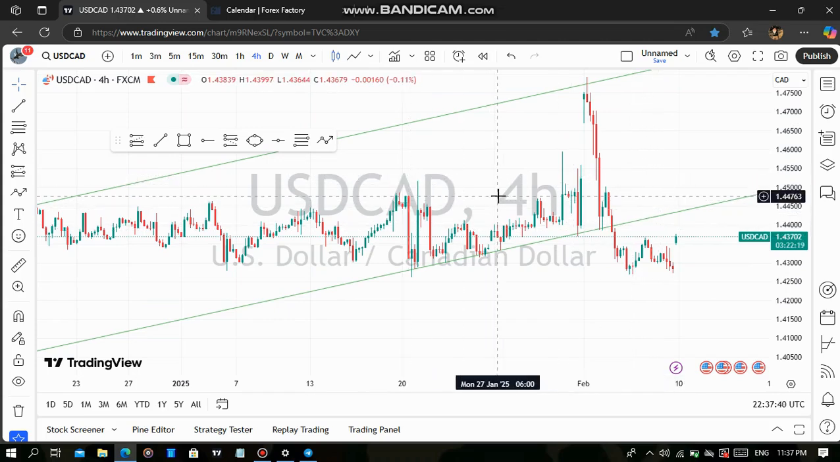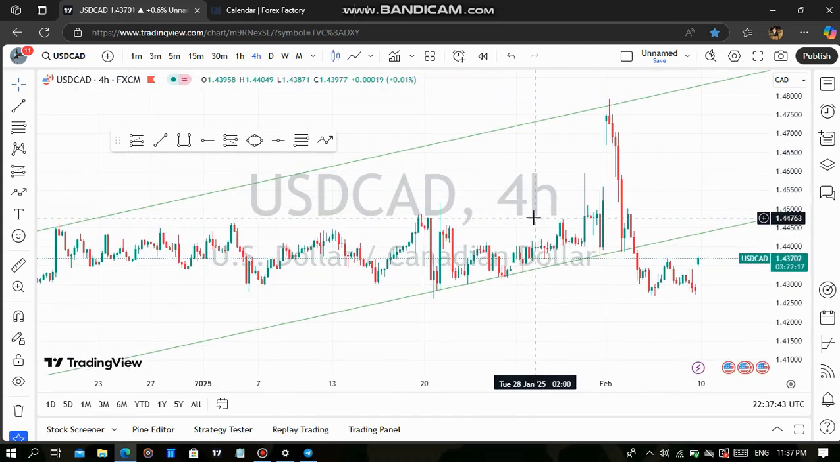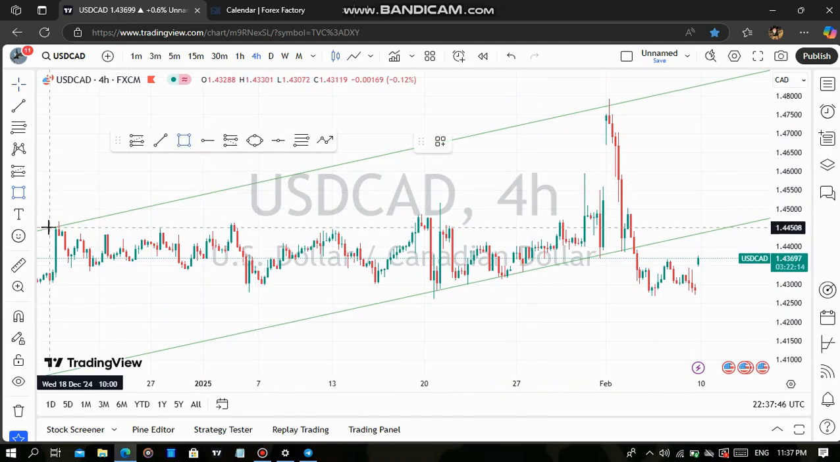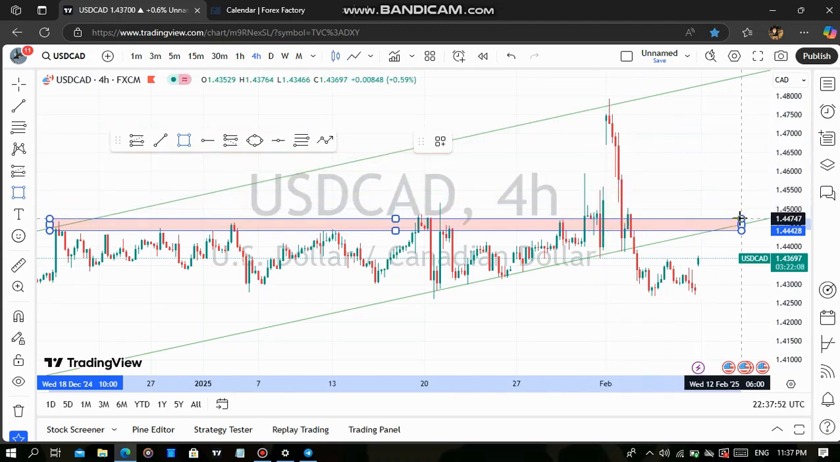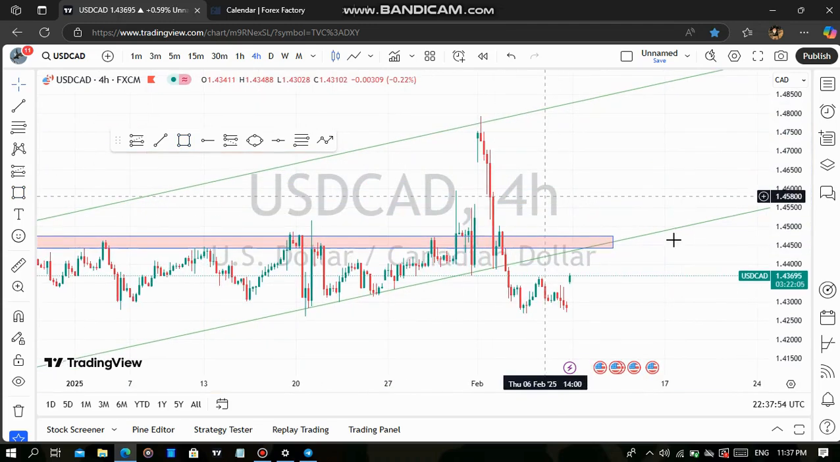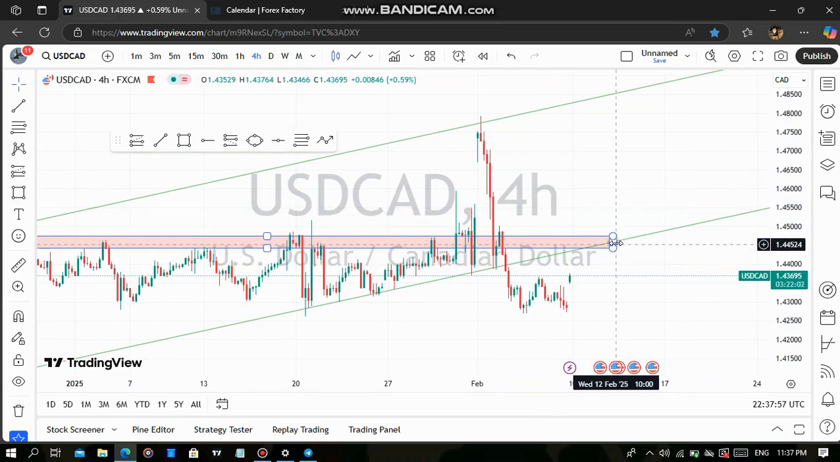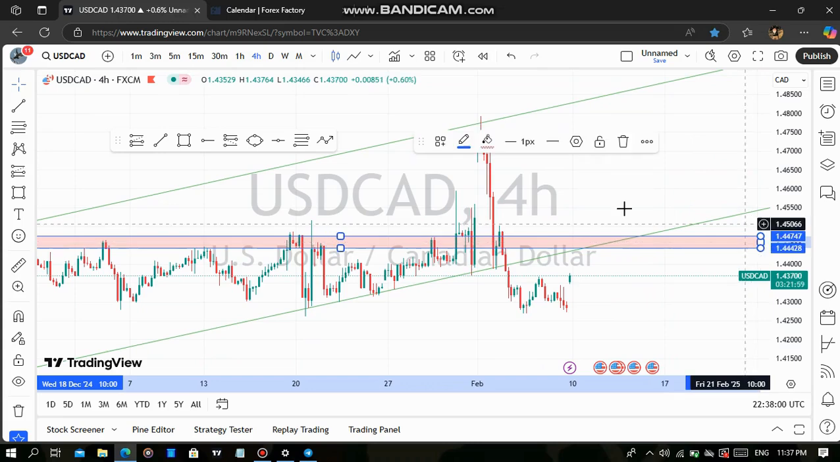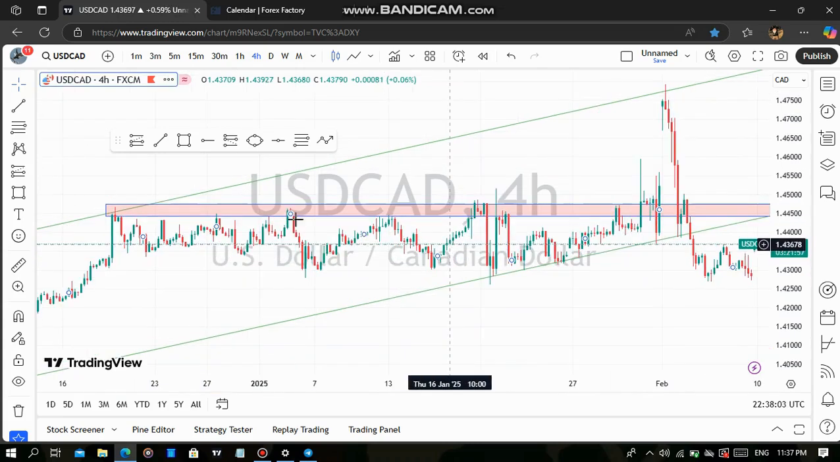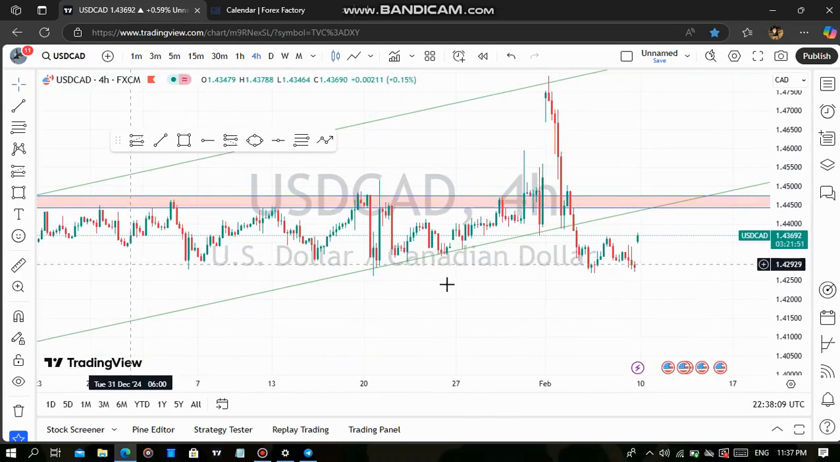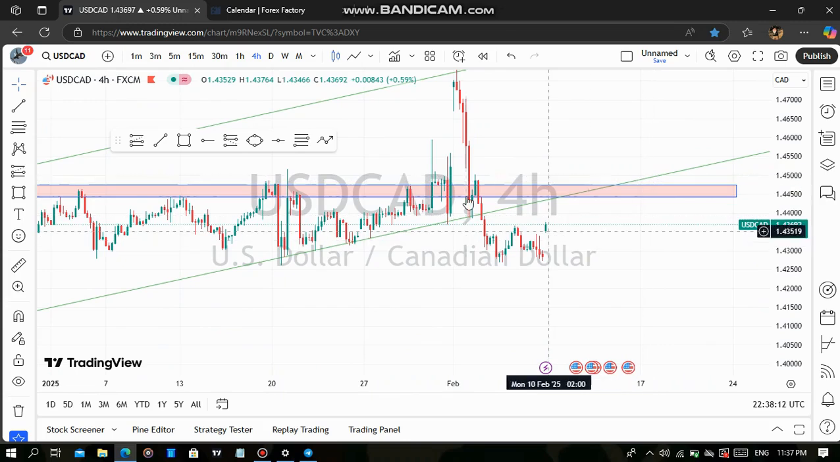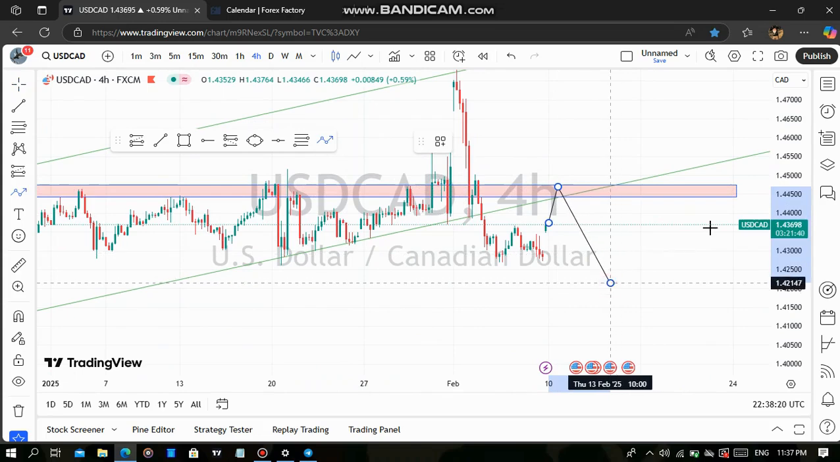But I'm really not interested in it. Let me analyze. Okay, we can expect price to pull back to this zone, to this resistance. We can expect price to pull back up to that resistance level, up to this point, then take our sell trade.